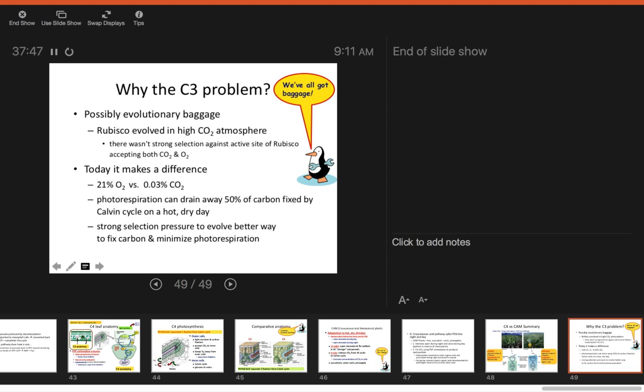Okay, so why do we have this C3 problem? They think that it has something to do with Earth's early atmosphere composition. Rubisco evolved in high CO2 atmosphere levels, so there wasn't strong selection against oxygen binding. Today it makes a difference because when you look at composition, 21% oxygen. There's more oxygen today than there was back then. Back then there was hardly any oxygen in our atmosphere. But because of volcanoes and early photosynthetic creatures, cyanobacteria, now 21% oxygen, 0.03% carbon dioxide. So photorespiration can reduce about 50% of the carbon fixed. So that's a lot of glucose that's not being made.